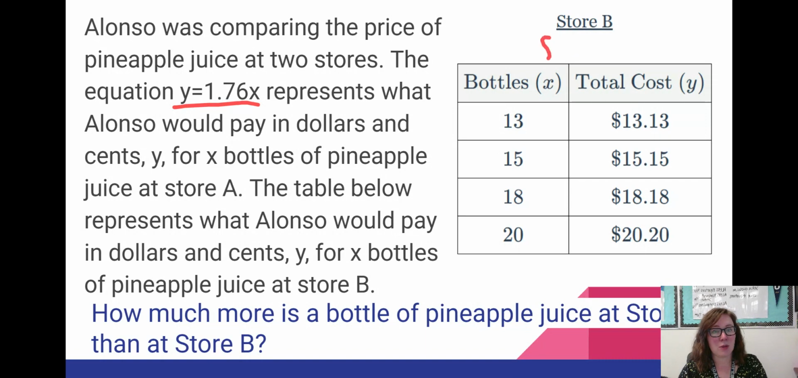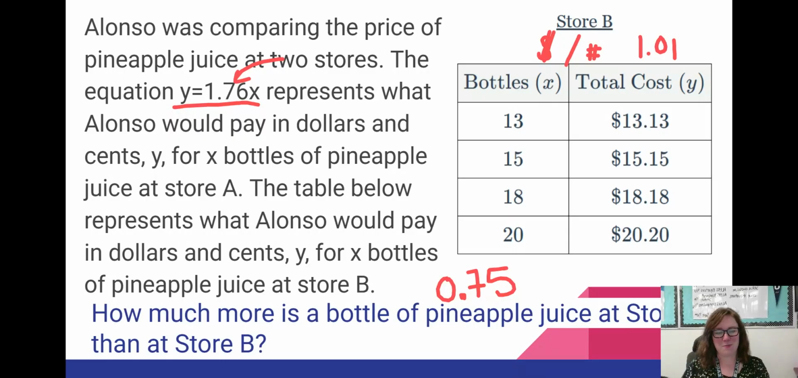Well, whenever we're dealing with money, we're going to do money divided by the number of bottles in this case. So I love these numbers. 13.13 divided by 13 is $1.01. And that should be the same for all of these. And it's asking what's the difference? Well, here is our number for the other one, $1.76. So we can just subtract $1.76 minus $1.01, and we get 75 cents difference, which we could type in as the decimal, 0.75.